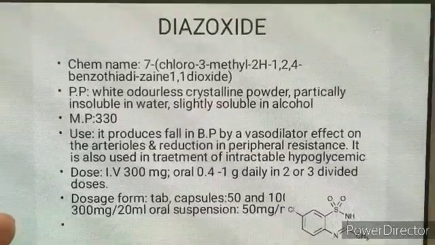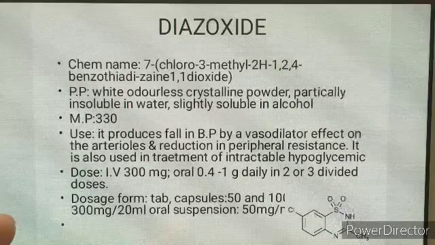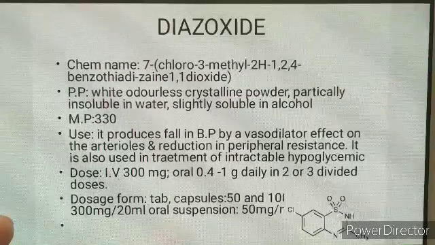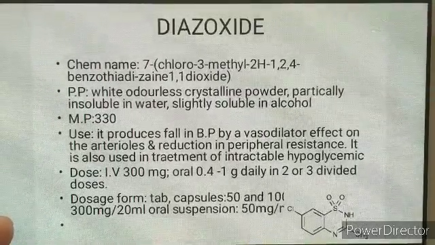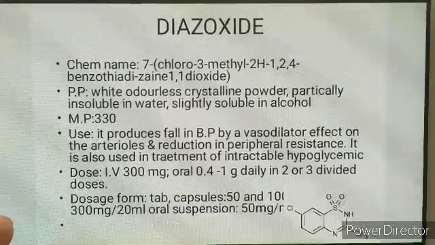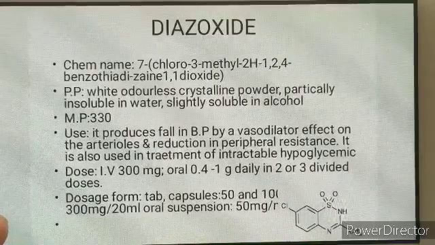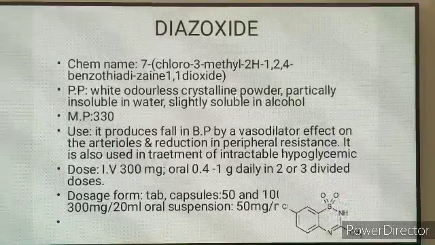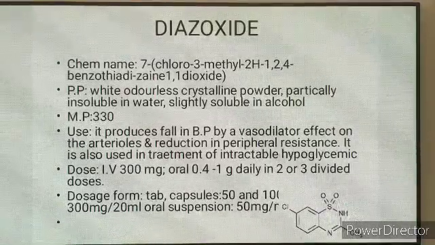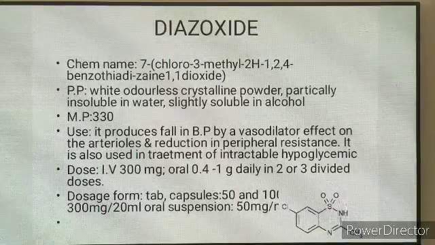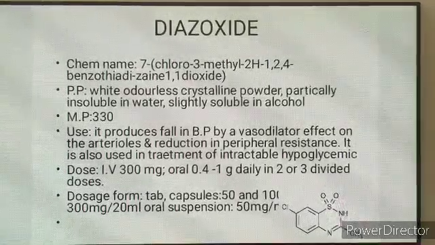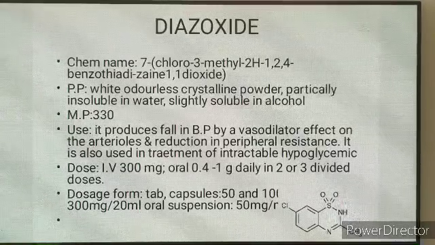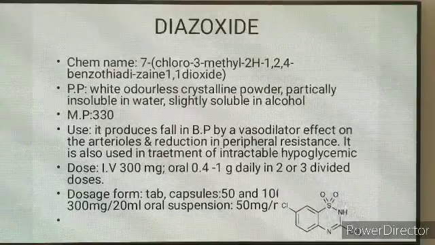We have diazoxide, which is 7-chloro-3-methyl-2H-1,2,4-benzothiadiazine 1,1-dioxide. This is a white odorless crystalline powder, practically insoluble in water and slightly soluble in alcohol. Melting point 330. This produces a fall in BP by a vasodilator effect on arterioles and reduction in the peripheral resistance. Also used for the intractable hypoglycemic condition. The dosage IV 300 milligram, oral 0.4 to 1 gram daily, or in 2 or 3 divided doses. The dosage forms are tablets, suspension as well as capsules.